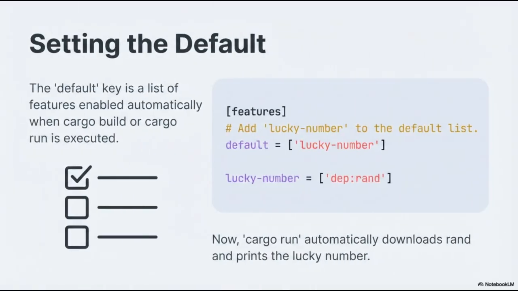The default key in your Cargo.toml file is a list of features that are enabled automatically whenever you execute cargo build or cargo run. This allows you to define a standard configuration for your project while still keeping certain functionalities optional. In this example, we have added lucky_number to the default list. Under the features section, lucky_number is defined to include the rand dependency. Because of this setup, executing a standard cargo run command will now automatically download the rand crate and ensure the lucky_number functionality is active, providing a seamless experience without requiring manual feature flags.